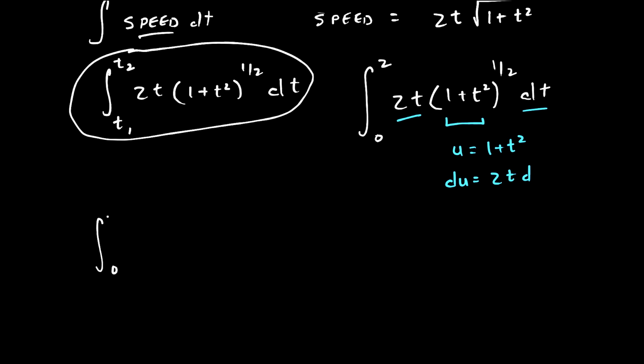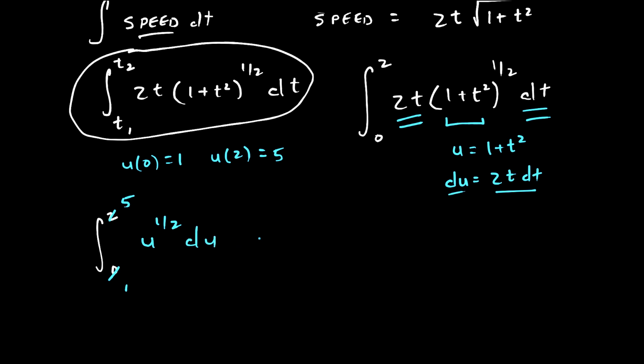So we'll have from 0 to 2, that's if it was in terms of t. So we're going to scratch that out because we're going to put this in terms of u. So u of 0 would be 1 plus 0, which is 1. And then u of 2 would be 1 plus 2 squared, which is 5. So this is really going to be from 1 to 5 if we're doing things in terms of u. And then u is 1 plus t squared, so we'll have u to the 1/2 power, and the 2t dt gets replaced with du.